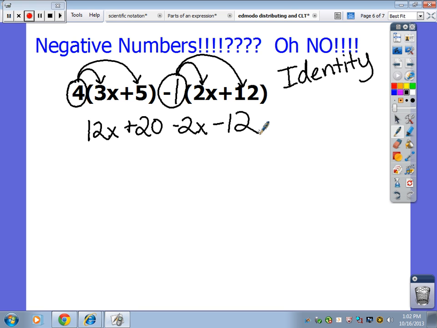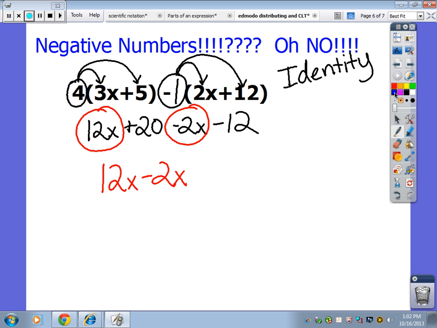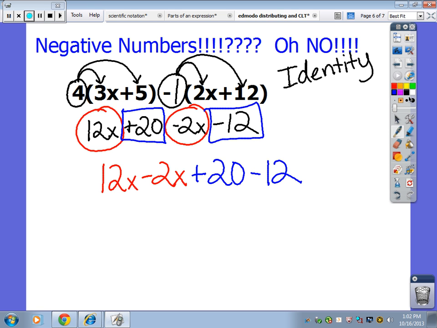And now I want to circle my like terms and rewrite them. 12x minus 2x. Plus 20 minus 12. 12x plus negative 2x is 10x. And then 20 minus 12 is 8. That is as simple as you get.